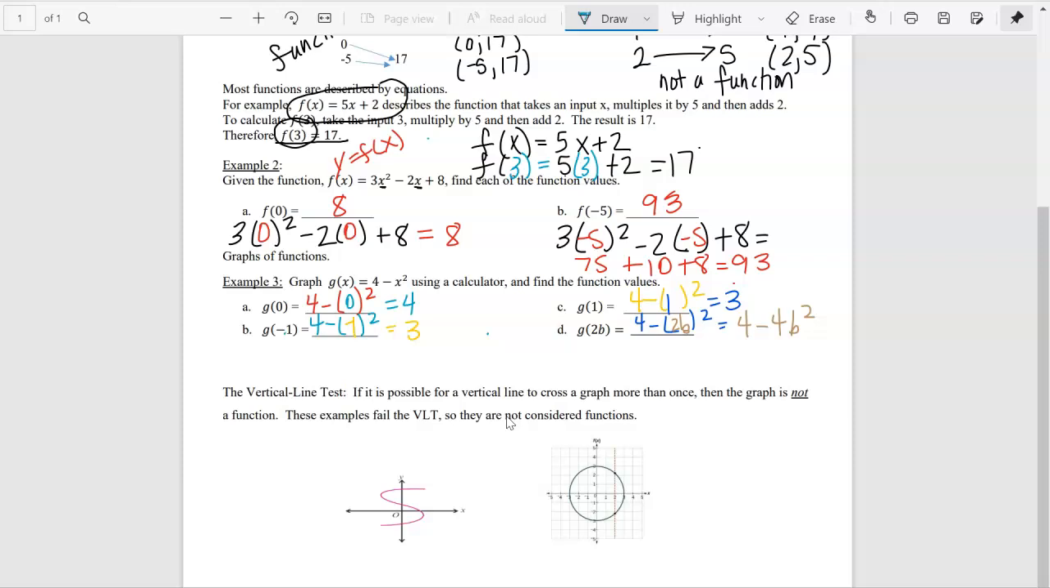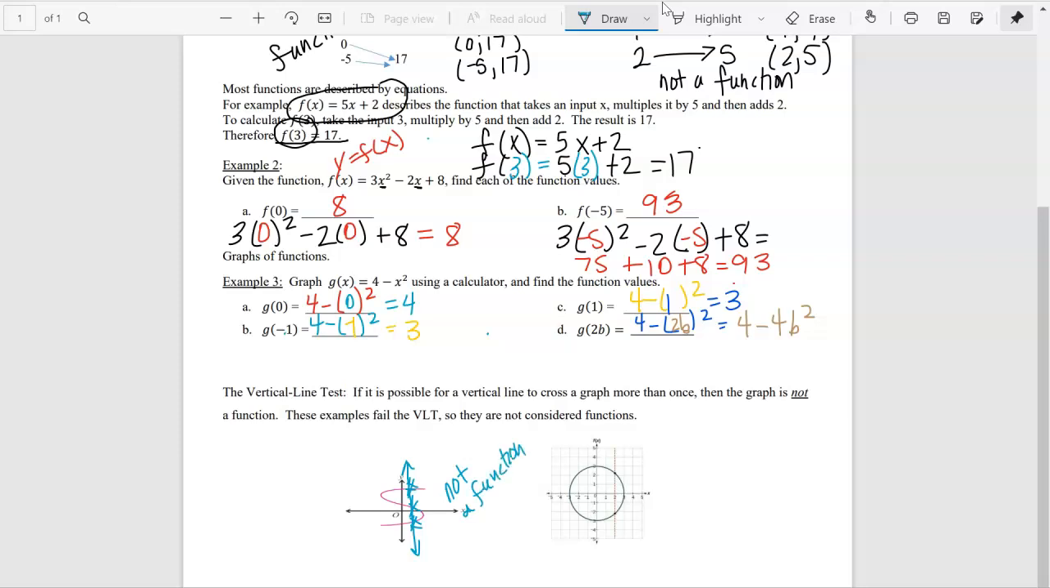So the last thing we want to talk about is the vertical line test. And the vertical line test is used to tell if a relation is a function or not. So if we draw a vertical line through a relation and it touches the graph anywhere more than one time, okay, so it touches it here, and it touches it here, and it touches it here. So this is not a function.